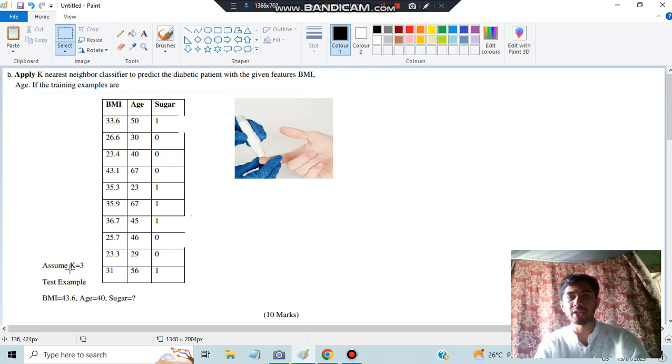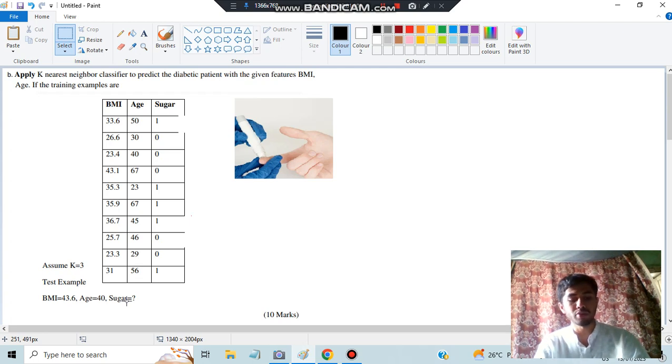1 means they have sugar, 0 means they don't have sugar. And we have been given a k value of 3. I'll let you know what exactly you have to do with the k value. The example which we have to test is BMI equal to 43.6 and age equal to 40. We have to predict if the person has sugar or not. BMI 43.6 and age 40, there is no such instance present here. So we have to do some calculations and find out if the person has sugar or not.